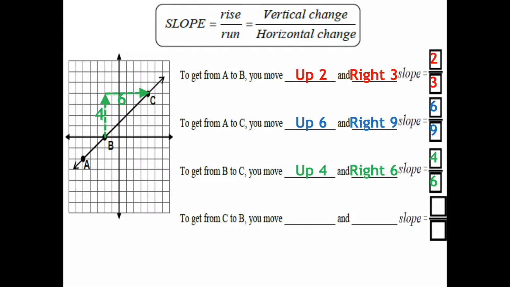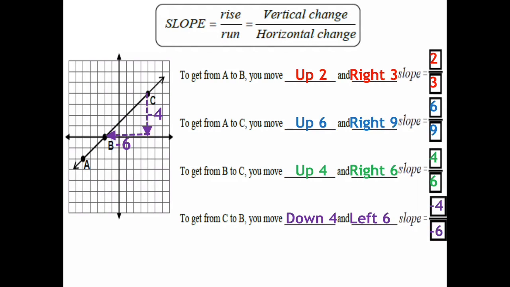Okay? Now the last one, it's actually going to ask you to go from right to left. So we're going to start at C, and to get to B, we first have to vertically change by going down -4, and then we're going to go to the left. And when you go to the left, you're going to have to put a negative there. So we're going to the left 6 units. That's going to get you -4 over -6.